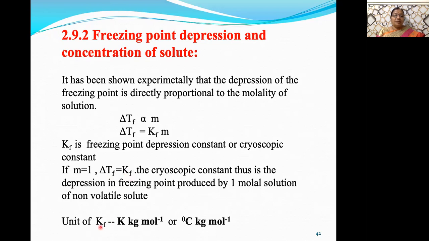Now about the unit of Kf, what is the unit of Kb? If you remember, the same unit. Kb is equal to delta Tb upon m. Similar to that, here also, to find the unit of Kf, you can write Kf equal to delta Tf upon m. This is the difference between two freezing points. It is two temperatures, therefore Kelvin divided by molality. The unit of molality is mole per kg. Now as it is divided by m, it becomes kg per mole. So the unit of Kf becomes Kelvin kilogram per mole.